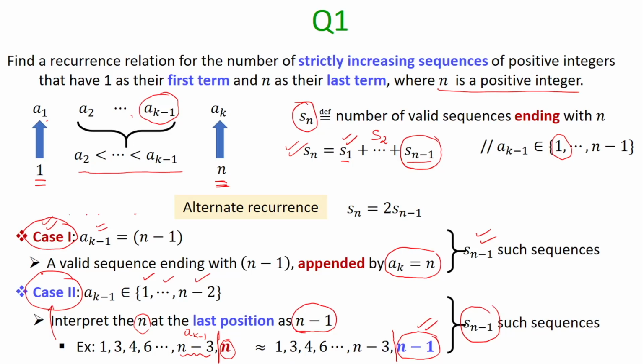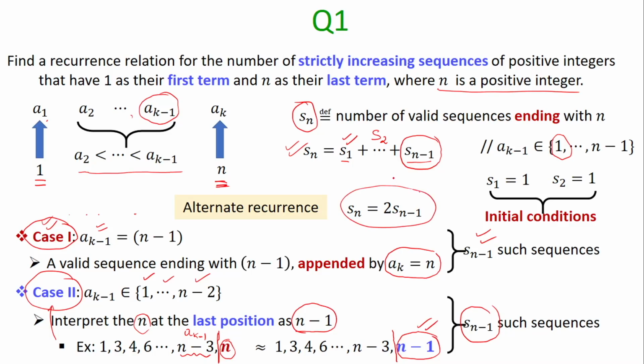Now, this is an equation of degree 1 because the dependency of the nth term is only on the previous term. So definitely this is a better recurrence equation in terms of solving it and in terms of the number of initial conditions that we need here. It turns out that even though this alternate recurrence equation is of degree 1, we need two initial conditions, right? So s of 1 will be 1. This is because if n is equal to 1, there is only one strictly increasing sequence starting with 1 and ending with 1, namely the sequence having only the value 1 in it.